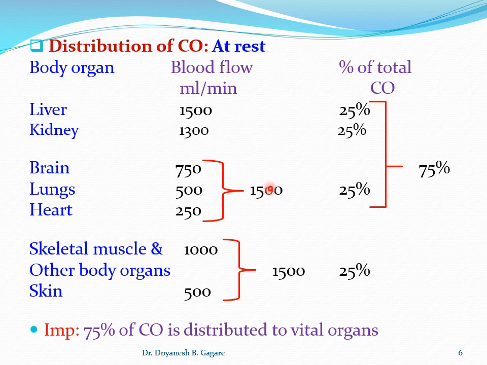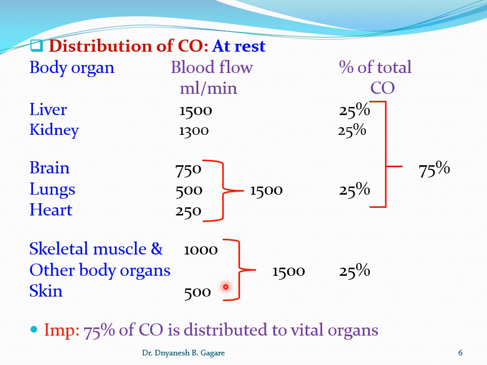See, in this slide we can say that 75% of cardiac output is distributed to the vital organs at the resting state. The maximum blood, meaning 75% of total blood pumped by the heart, goes to the vital organs at the resting state, and only 25% of the blood is distributed to the rest of the body, that is skeletal muscle and other organs and skin. So only 25%. So this is the contribution at the resting state.